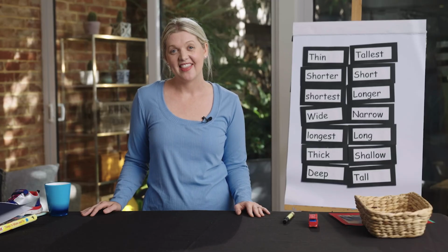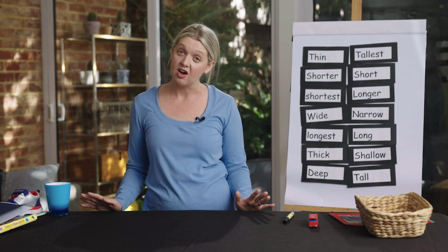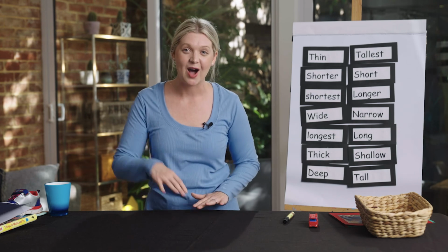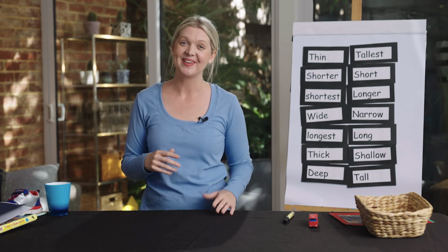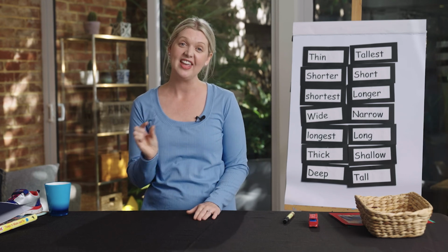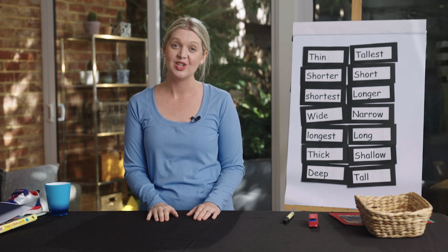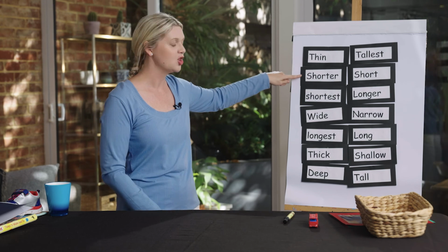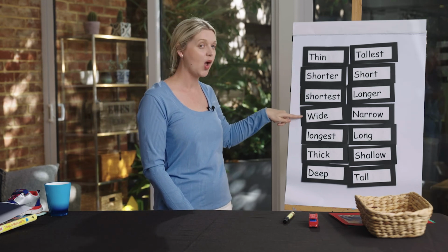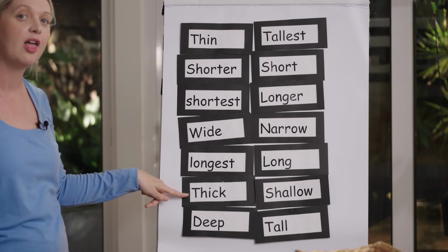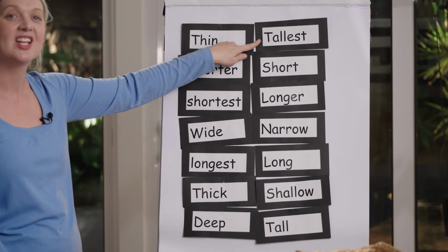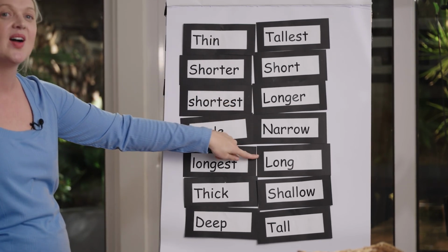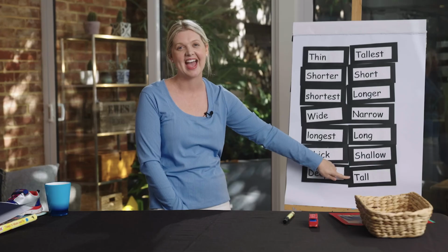Today we have learned that length is more than just how long something is. We know that we can measure how long, how tall, how deep, how wide, or how thick something is. Mathematicians use words like these when talking about length. Thin, shorter, shortest, wide, longest, thick, deep, tallest, short, longer, narrow, long, shallow, and tall.